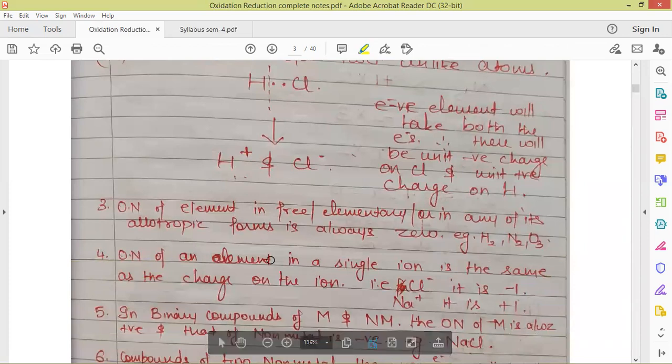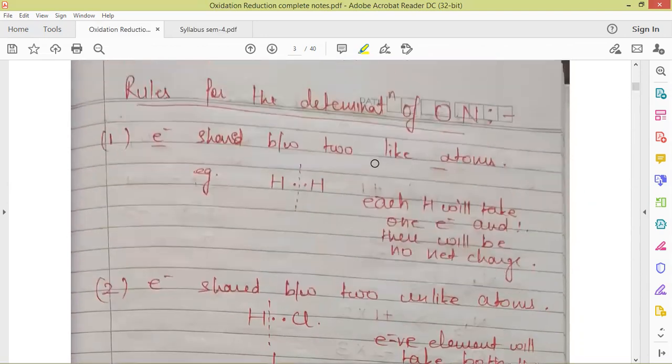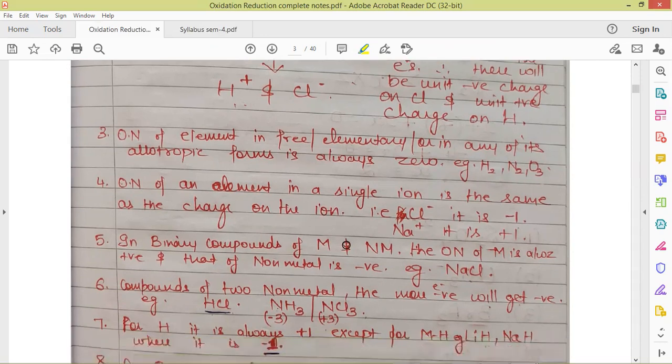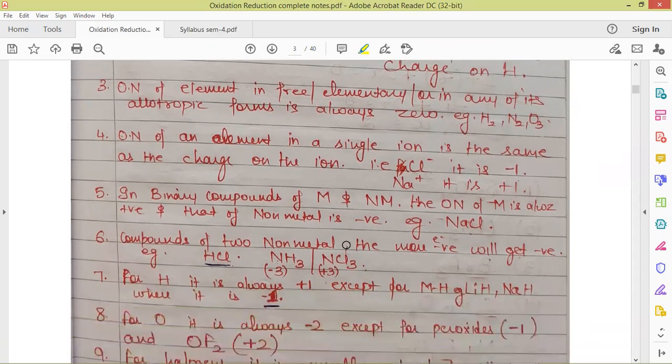Third point is the oxidation number of elements in free or elementary state. Just like H2, N2, it is always 0, as we discussed in the first point, where each hydrogen has no net oxidation number. Next, the oxidation number of an element in a single ion. This is the same as we discussed about the ions for the ionic compounds. So whenever there is a question about a single ion, the oxidation number is the same as the valency, or we can say the charge on that ion.